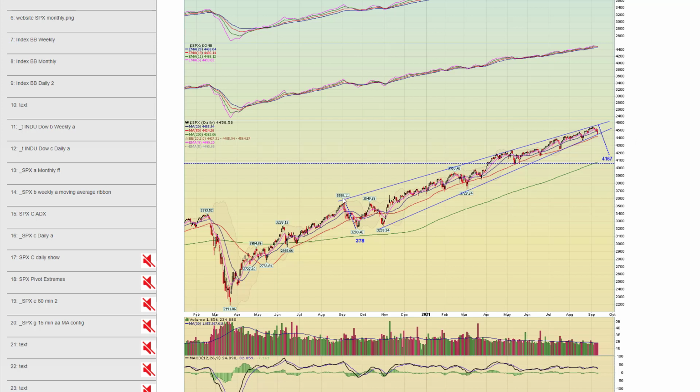So remember, wedges, one of the targets are a symmetry. Take the back of the wedge, which is about 380 points, subtract it from the high. That would give you a target of around 4167 down in here. You can see, again, this would be a big, big support area down in here.